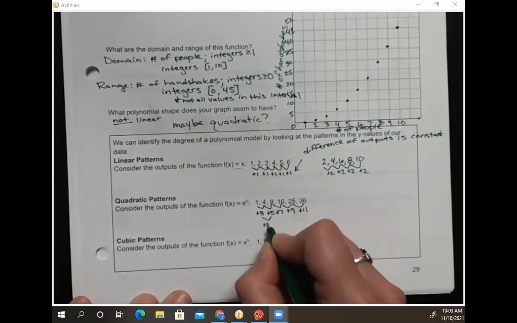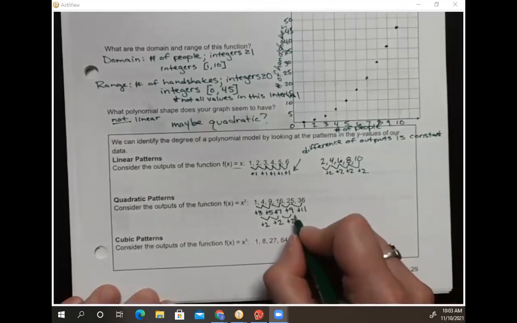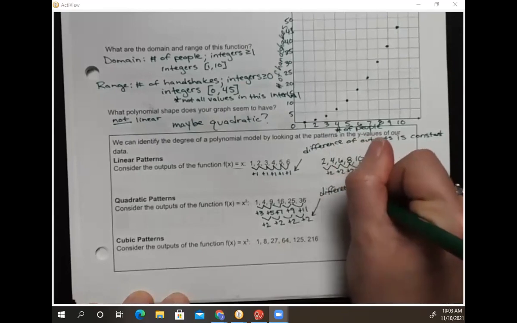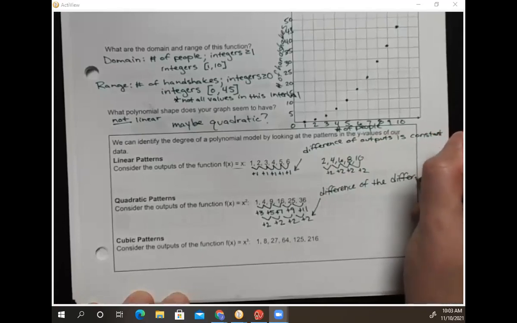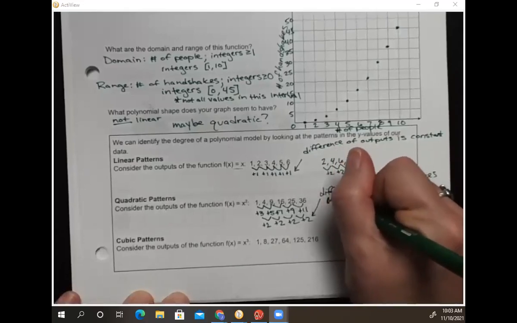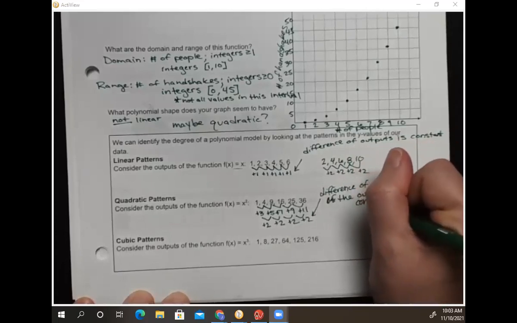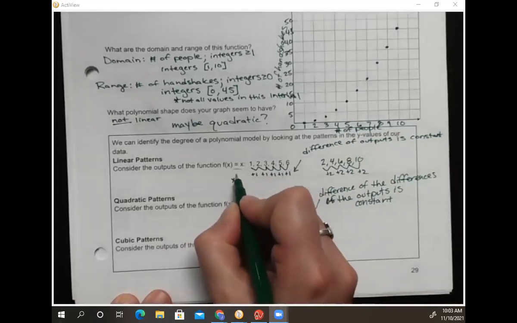To get from 3 to 5, we add 2. From 5 to 7, we add 2. From 7 to 9, we add 2. From 9 to 11, we add 2. So I do still have a pattern here. What we can see here is that the difference of the differences is constant, or I should say of the outputs. So if that difference of the outputs is constant, this would be an x to the first.